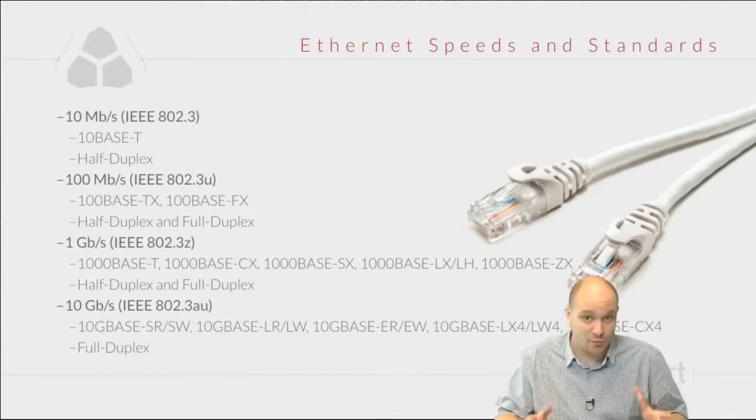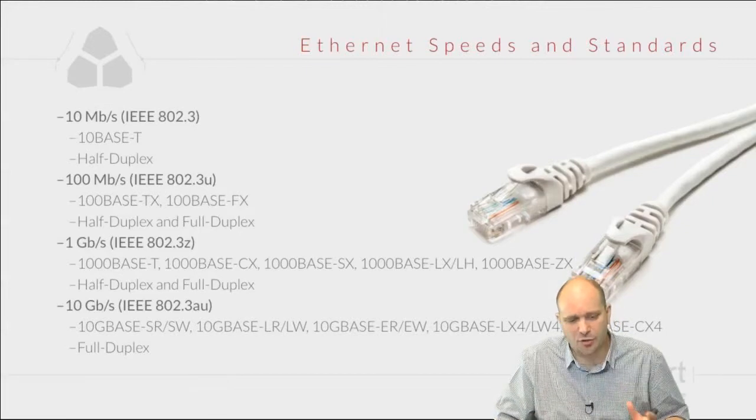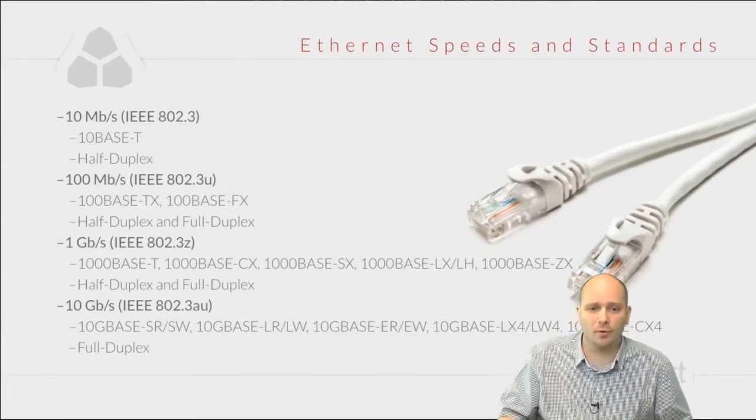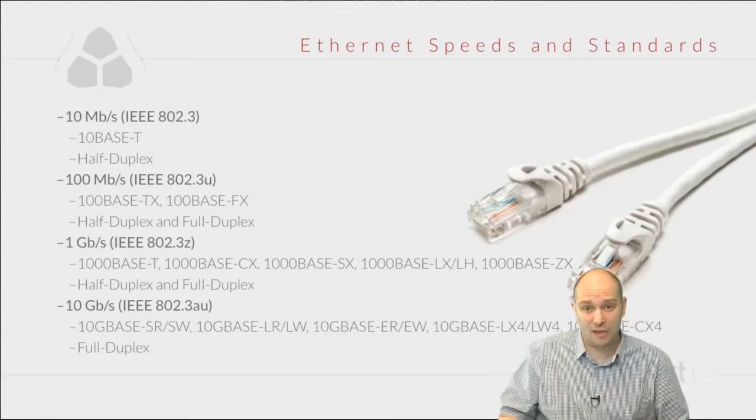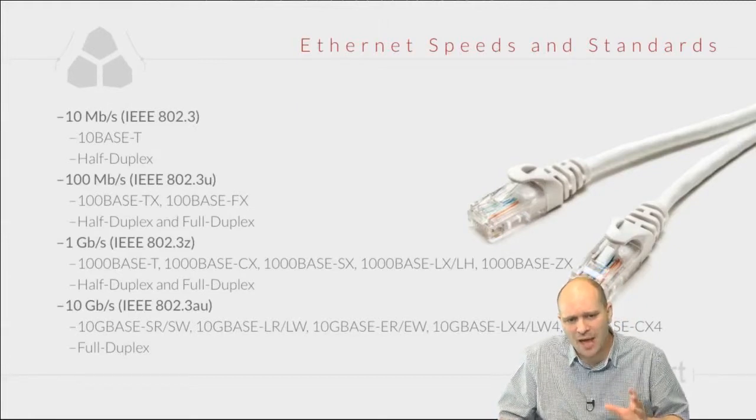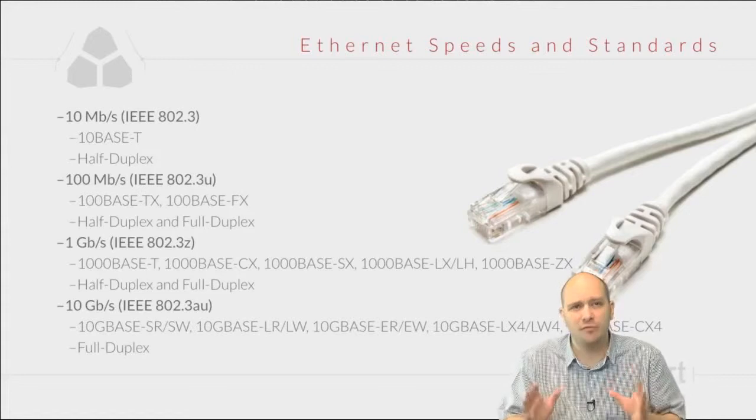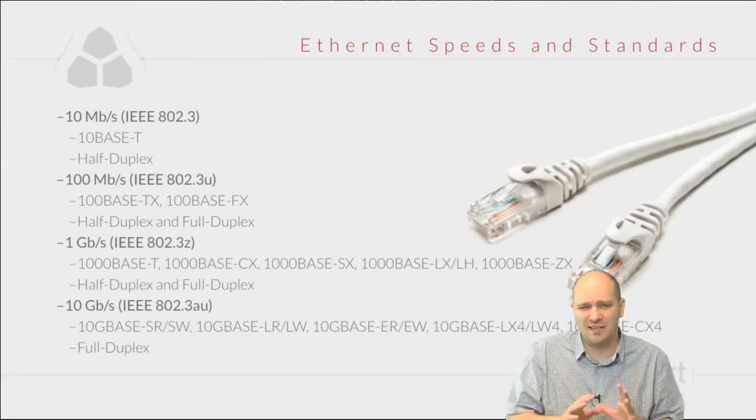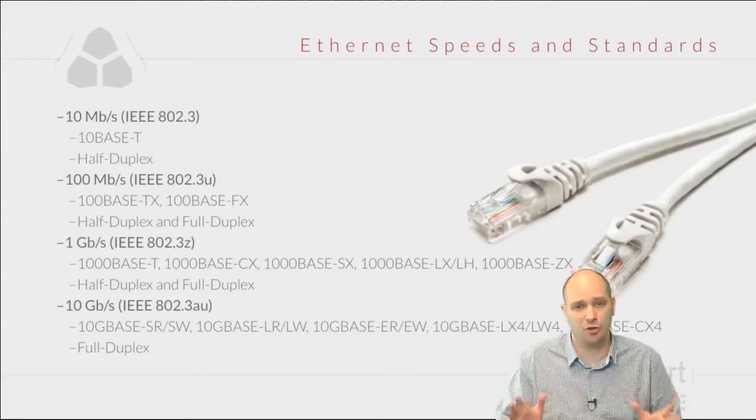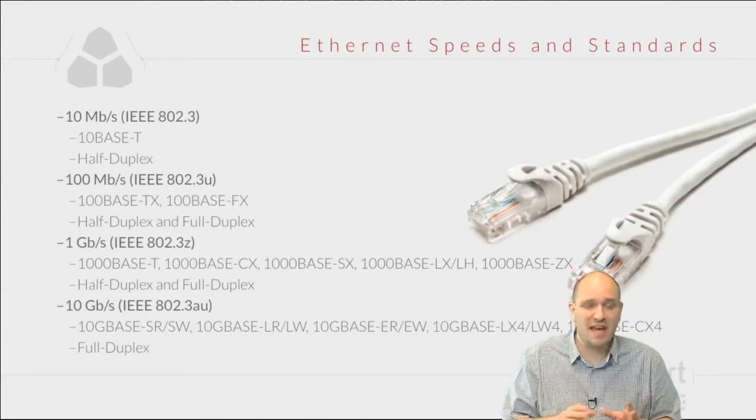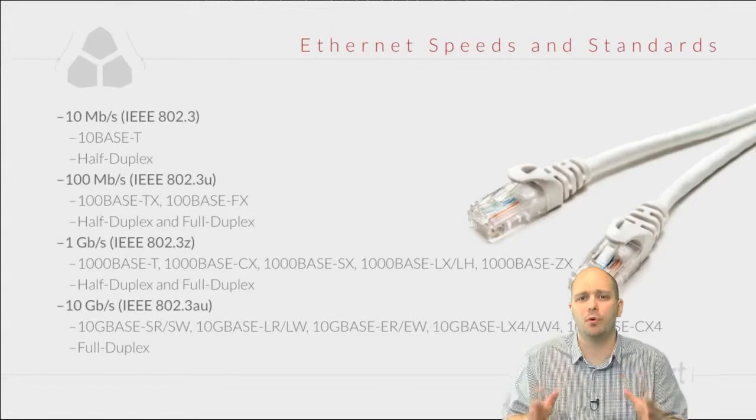The next one, and this one is widely used, is 100 megabits per second, or IEEE 802.3u. Now, this comes in several varieties, but the most commonly used ones are 100BASE-TX and 100BASE-FX. There are others, 100BASE-T4, if I'm not much mistaken, but it is very unlikely that you are ever going to encounter these in any equipment. I don't even know if Cisco supports anything other than those two that I mentioned.